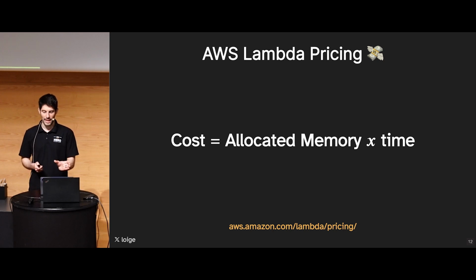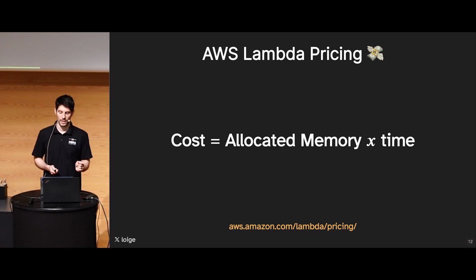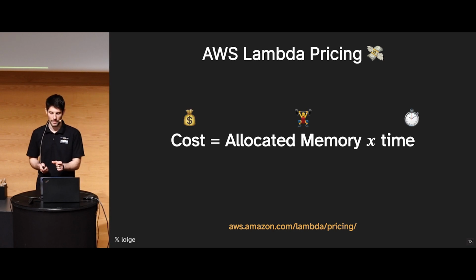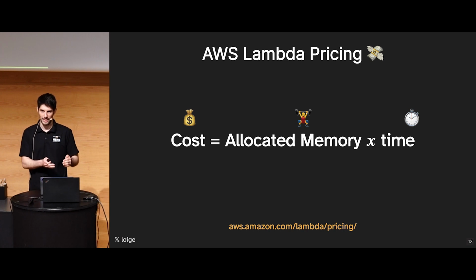So let's review a little bit what the pricing model is when it comes to Lambda. We can summarize it with this formula, where the cost is equal to allocated memory multiplied by time. And when I say allocated memory, that is a unit of price that depends on how much memory you assign to your Lambda. It's not the memory that actually is used by your Lambda invocation, but it's the memory that you pre-allocated as the maximum memory that the Lambda can use.